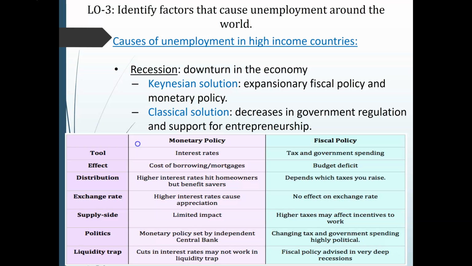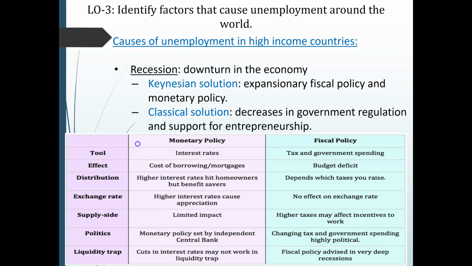So, what are some of the causes of unemployment around the world? Recessions that lead to a downturn in the economy, and what should we do about them? The Keynesian solution, when there is a reduction, is both expansionary fiscal and monetary policy, and those are listed below in those charts in case you've forgotten what they are. They may be lowering interest rates to try and create more loans and movement of money.